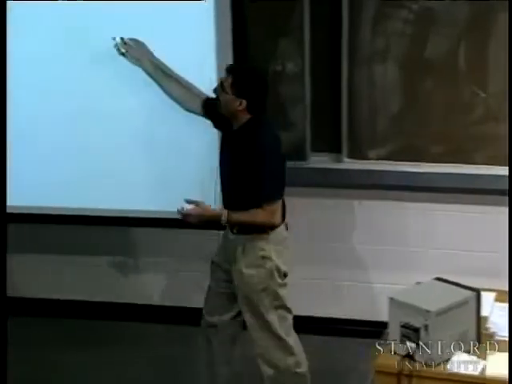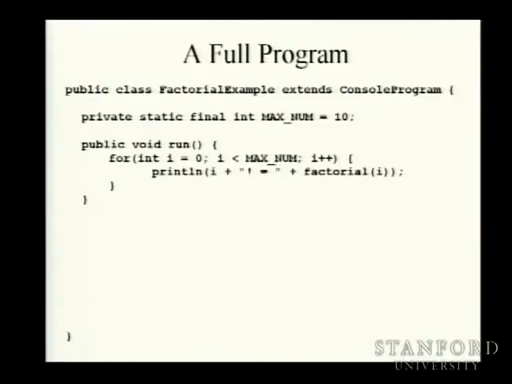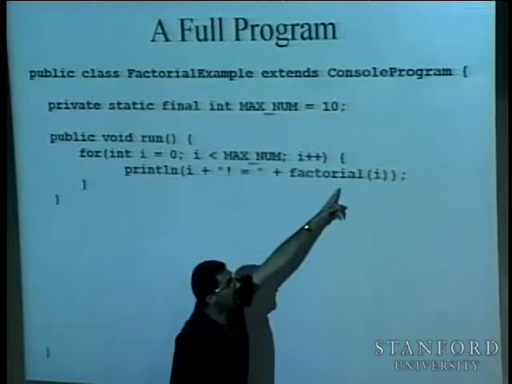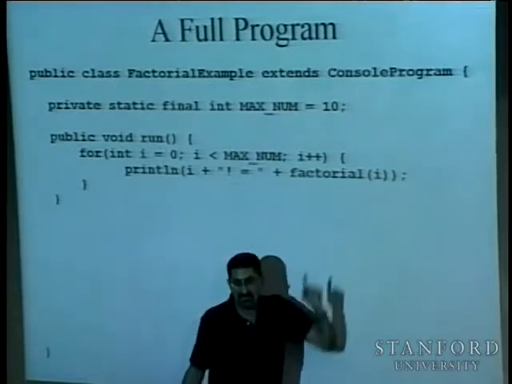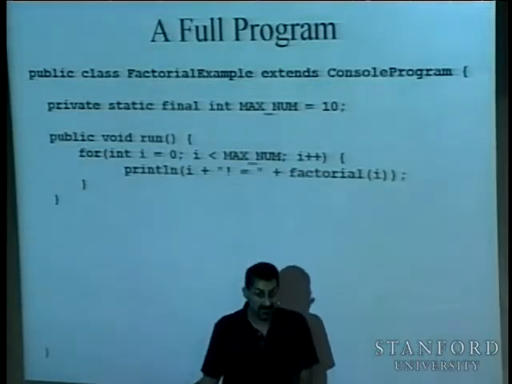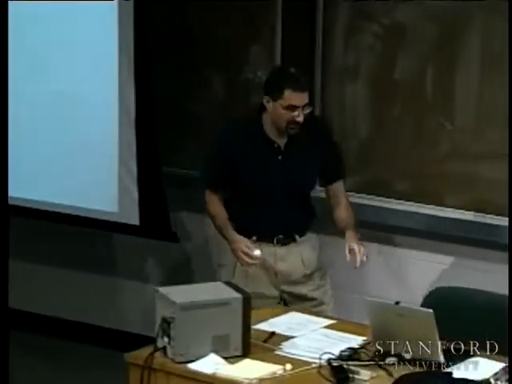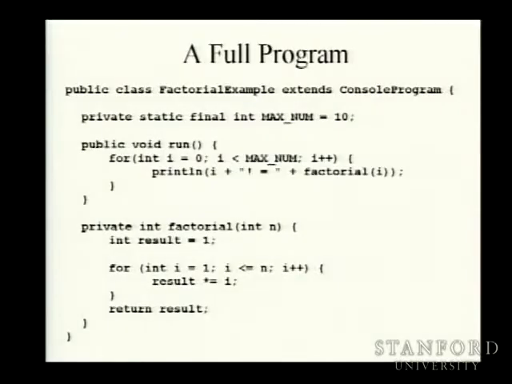Well, in my program, I'm going to have some run method that's going to count from 0 up to max num and write out all the factorials. It'll say 0 factorial is this, 1 factorial is this, 2 factorial is this, by calling a method called factorial, passing in the value of the thing I want to compute the factorial of. How do I compute the factorial? Well, I just add some method. It's going to return an int. Its name is factorial. It's going to take an n, the thing I want to compute the factorial of.